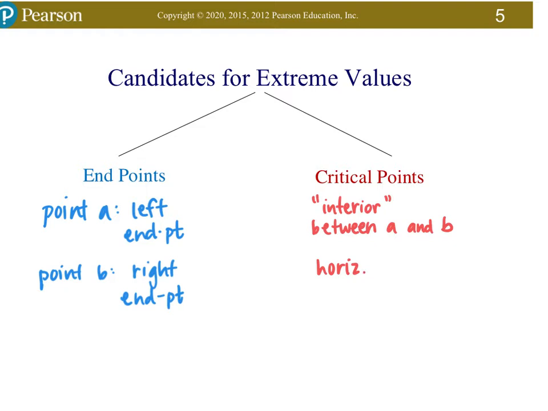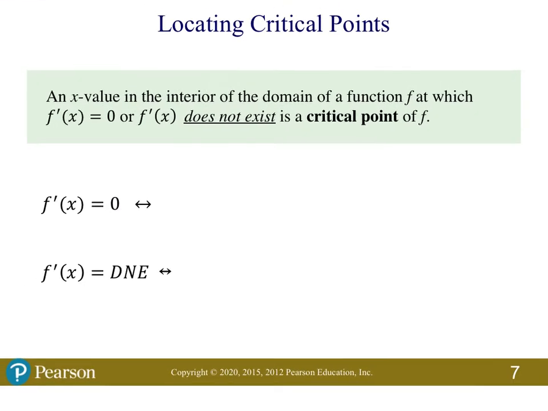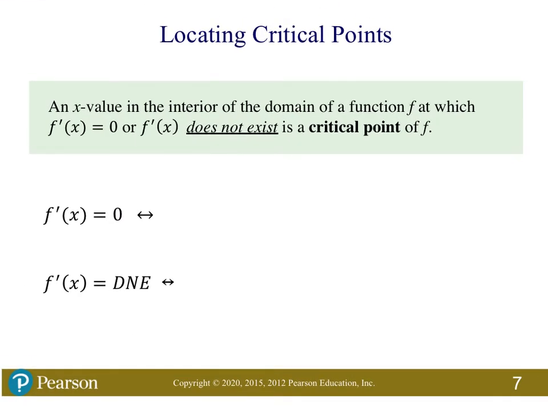There are horizontal critical points, where you would have a horizontal tangent. There are also cusps, corners, that could be critical points. So there are two kinds of those. So we can find those just by looking. So let's look, what would that look like?